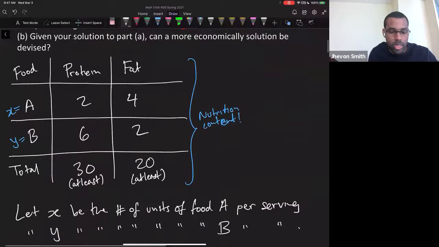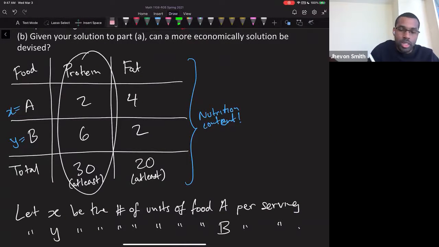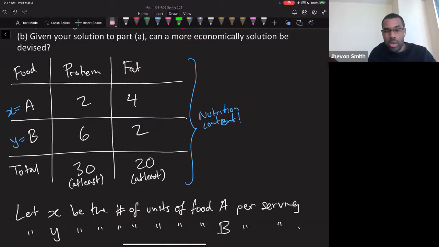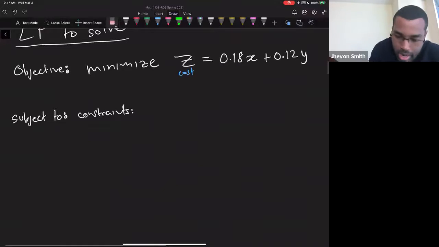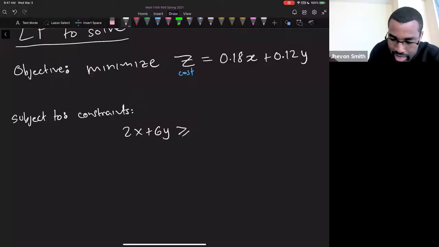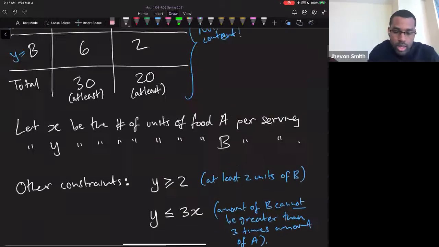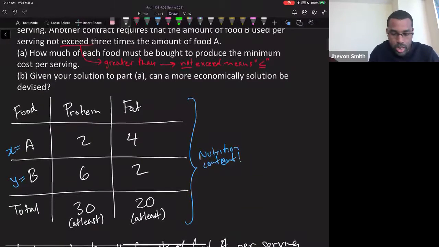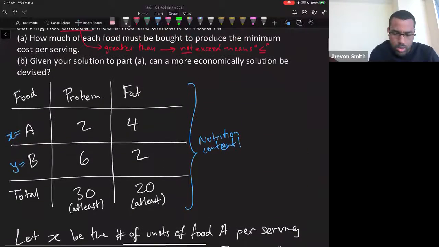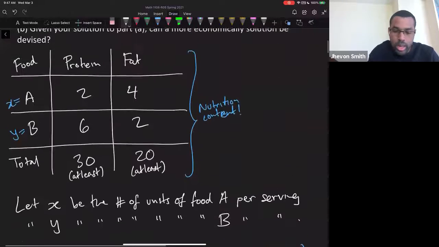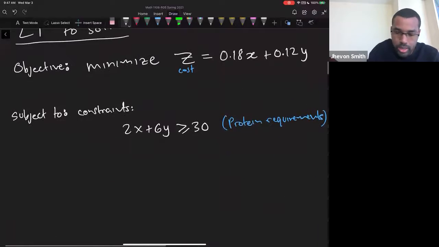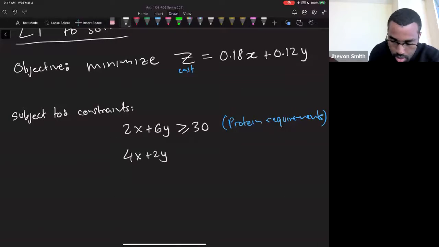One constraint we can see from the table. If I look in the protein column, it gives me the constraint on protein. So 2x plus 6y must be at least 30. This is the protein requirement. Looking in the fat column, 4x plus 2y is at least 20. These are the fat requirements.